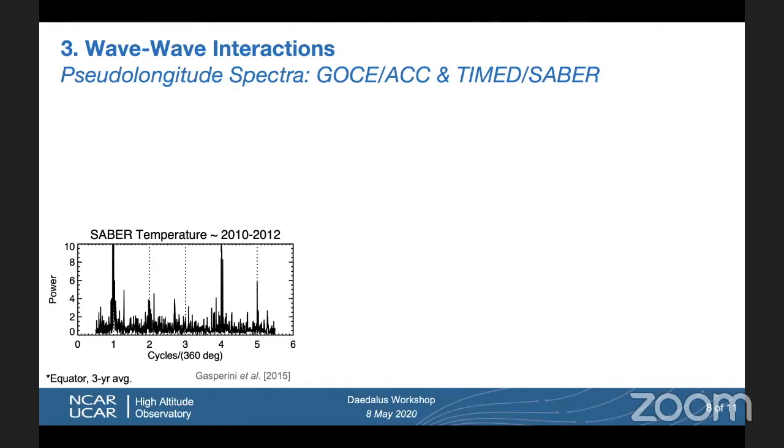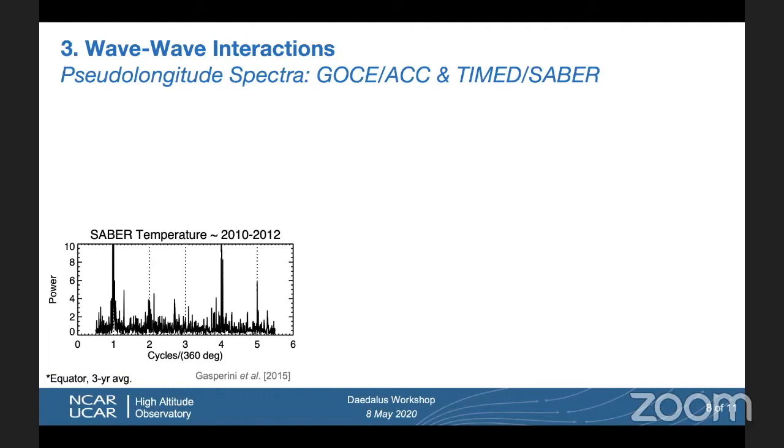So here's an example of SABER temperatures averaged around the equator for 3 years, 2010 to 2012. Essentially, a time series is created where instead of time, we have longitudes. And if we then look at the periodicities in this longitude series, tides will occur at integers, and anything in between will be due either to longer period waves or to the interaction between the tides and the longer period waves, such as planetary waves or Kelvin waves.